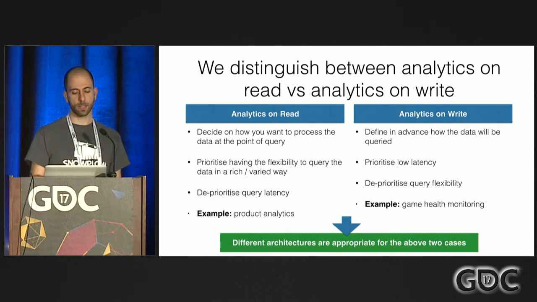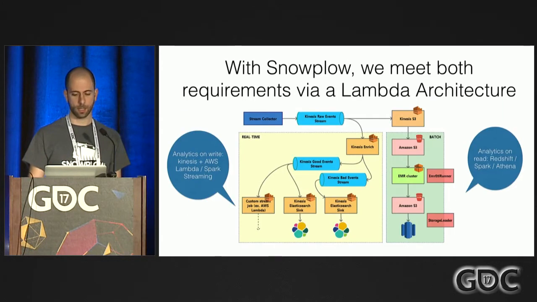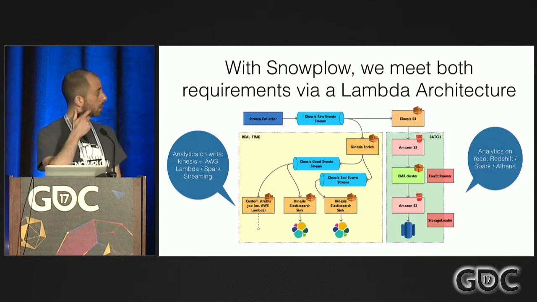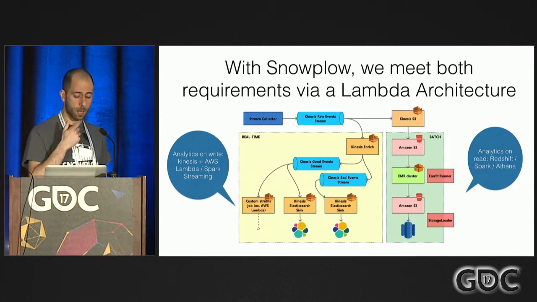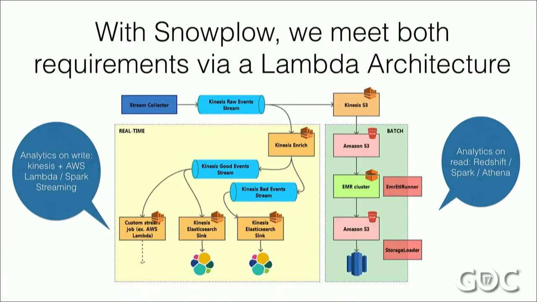So the types of technical infrastructure to deliver both of these types of analytical approaches are different, and we can actually meet both use cases using a Lambda architecture. So hopefully this diagram is reasonably clear. It's a schematic of the Snowplow pipeline as it runs on AWS, and I'll just step you through how it works and the different underlying AWS services that we're using under the hood.